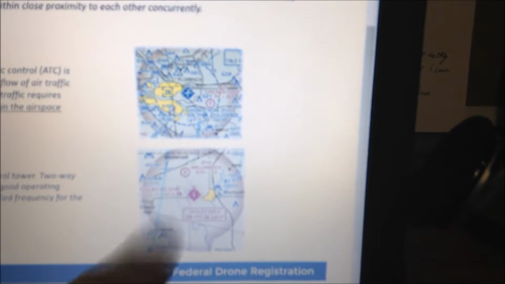A non-towered airport does not have an operating control tower. Two-way radio communications are not required, although it is a good operating practice for pilots to monitor other aircraft on the specific frequency for the benefit of other traffic in the area. There's your example: the top one is a towered airport and the bottom one is an untowered airport. Those are G airspace airports.